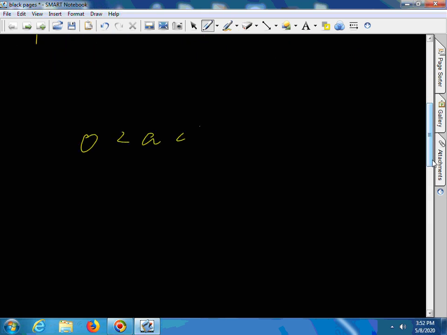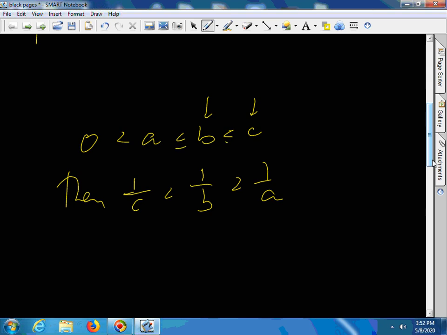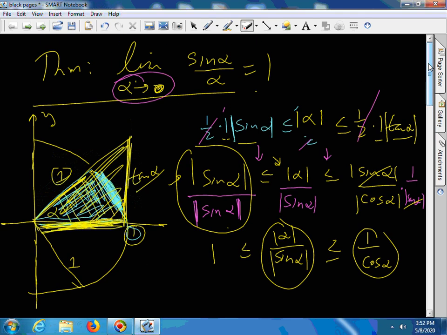If A is less than B, and even less than C, then, starting from the right, 1 over C is less than 1 over B, which is less than 1 over A. And if we have equality, we have equality. So I'm going to use that rule right now. The reason is I want to get the reciprocal of this. I mean, after all, look at what I want to prove.